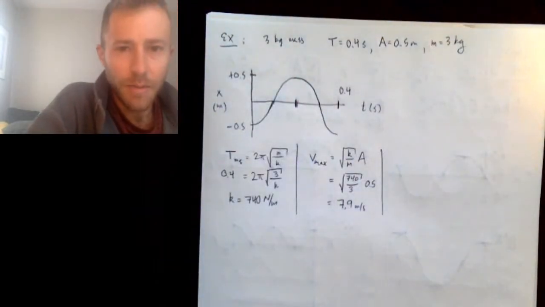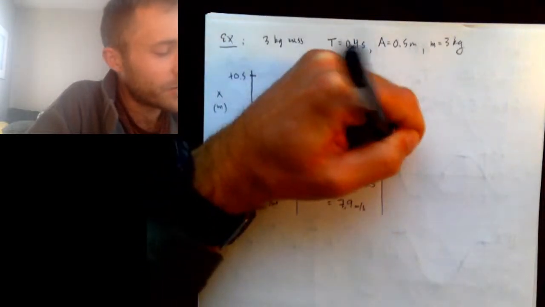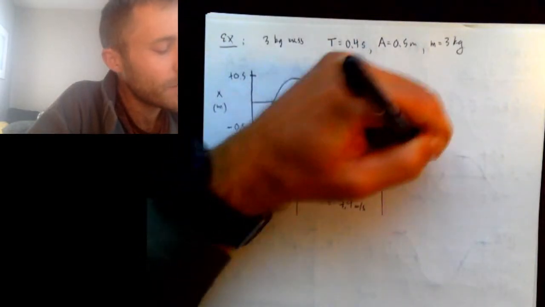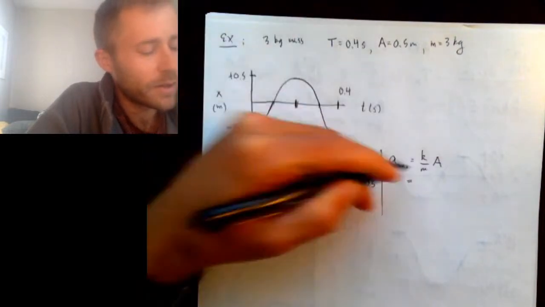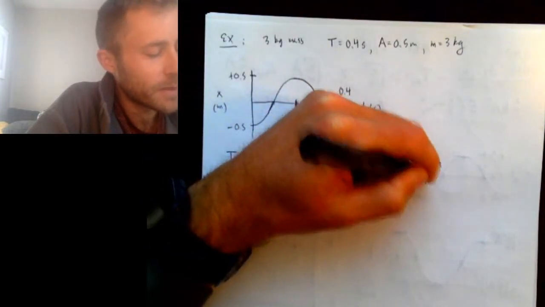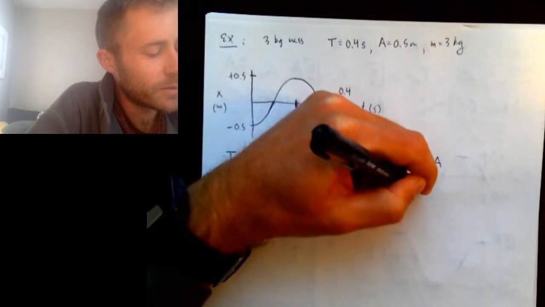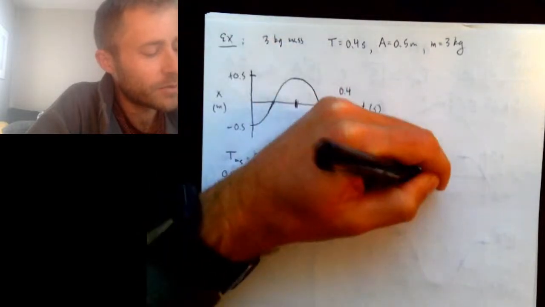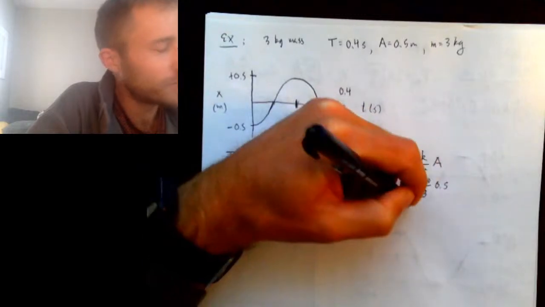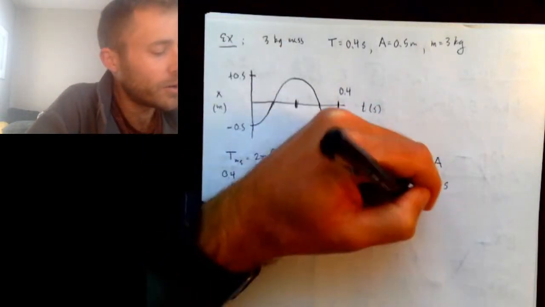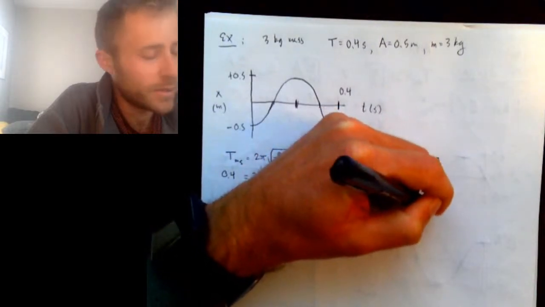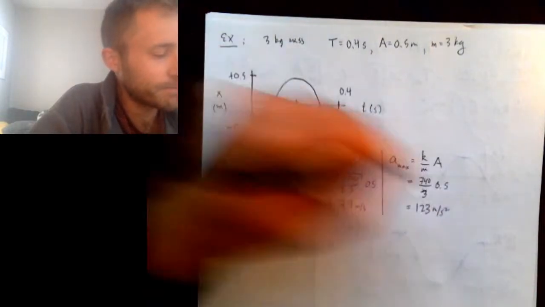We're also going to need the maximum acceleration, which is k over m times the amplitude. K is 740, m is 3, amplitude is 0.5. So this gives a maximum acceleration of 123 meters per second squared.